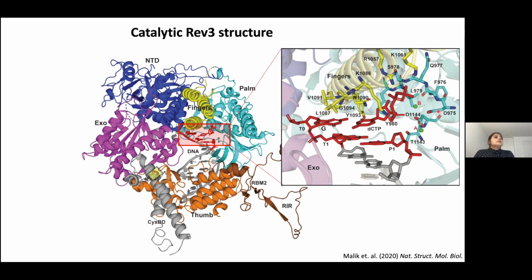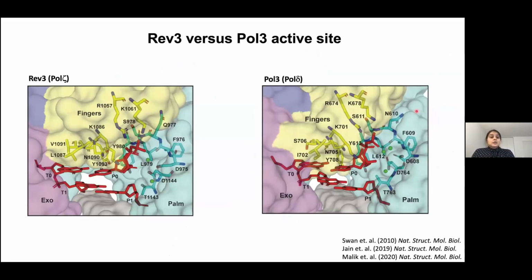So what we wanted to do was to look at this active site and compare it with the active site of DNA polymerase delta. Once we compare these two active sites, we find they are strikingly similar, which basically leads us to believe that the features that impose fidelity during the nucleotide incorporation step are quite similar to the high fidelity polymerase.